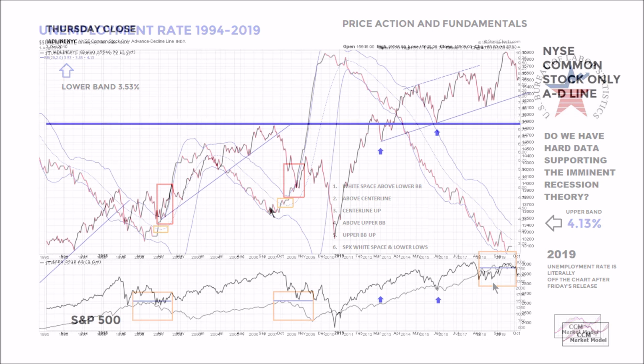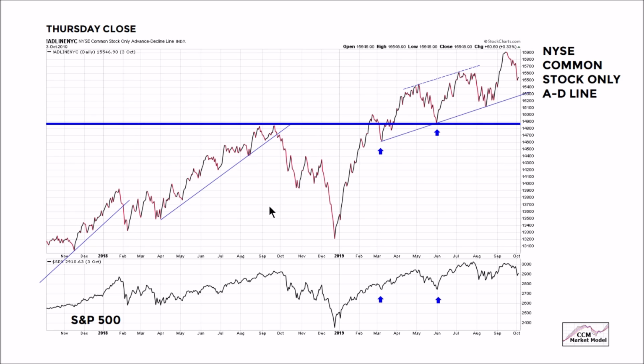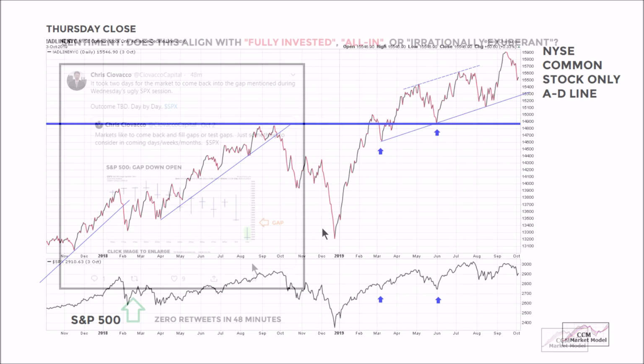The answer is no. Many of the charts that we cover in these weekly videos were incredibly helpful intra-week when the S&P 500 was down big. NYSE common stock only AD line. S&P 500 holds here. Look at the indicator. S&P 500 holds. Look at the indicator. We didn't see anything this week. This is as of Thursday's close. Obviously, this chart improved on Friday. There's nothing alarming on this chart here relative to signaling a run for the exits from the institutions.